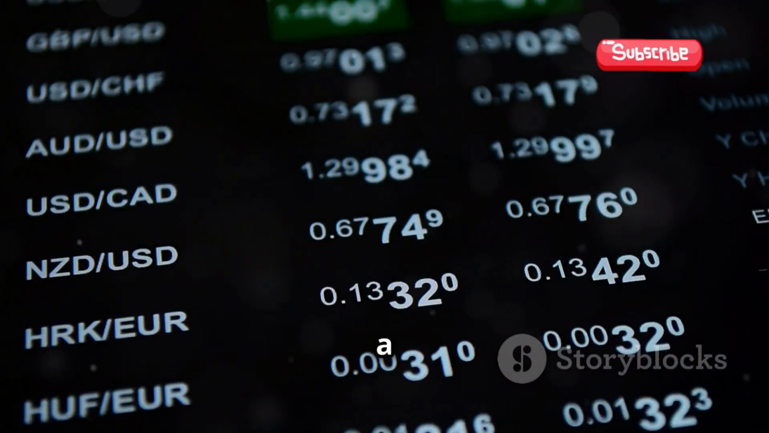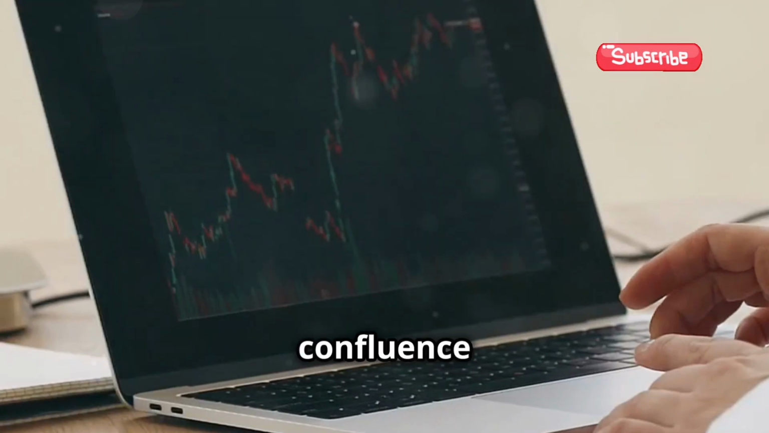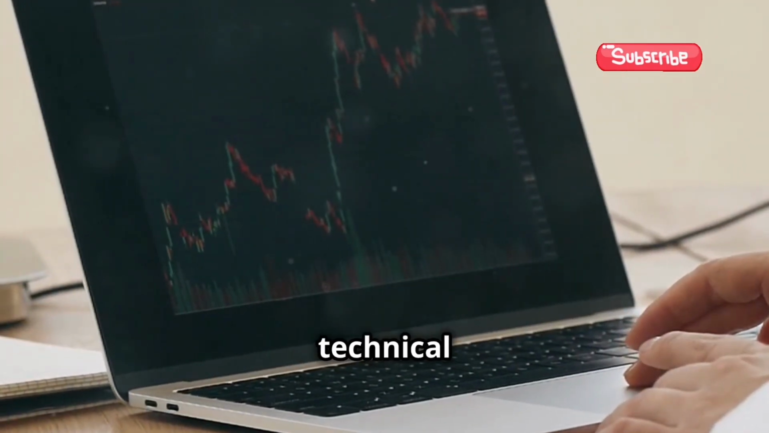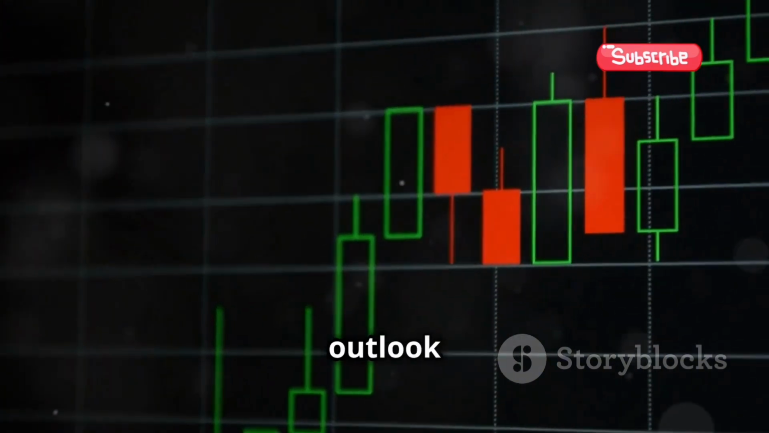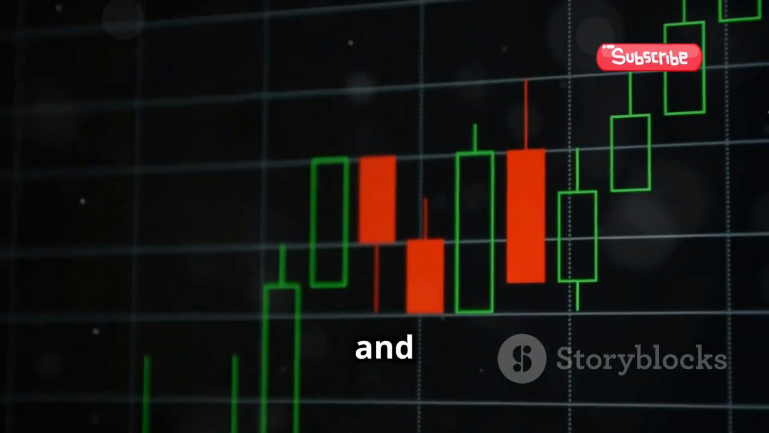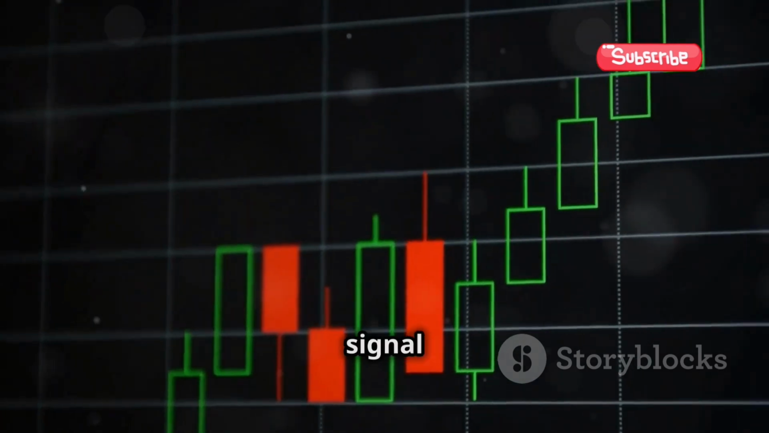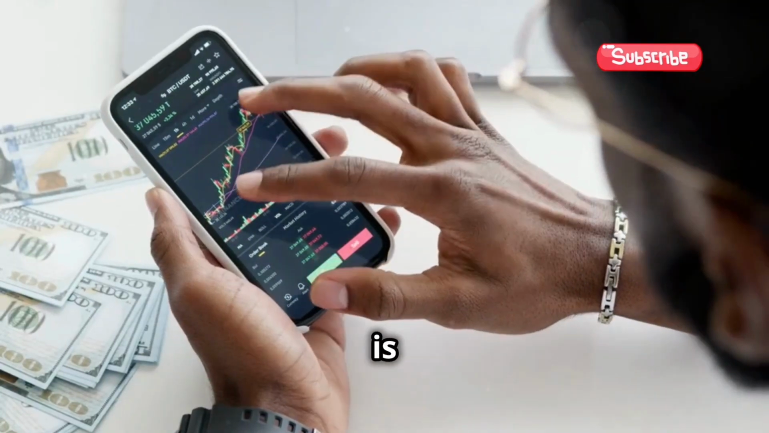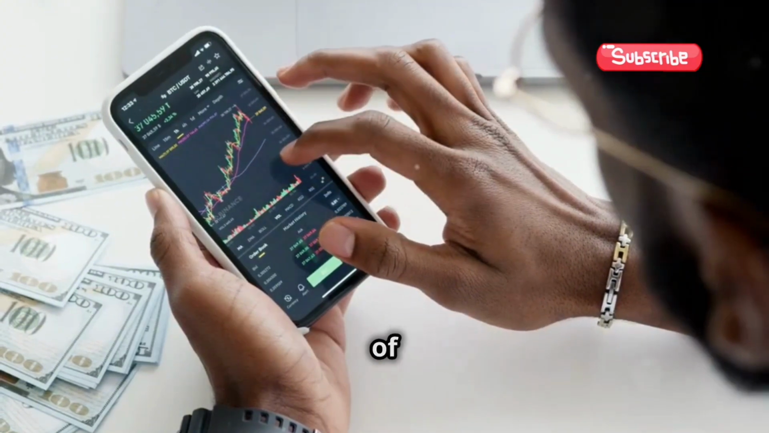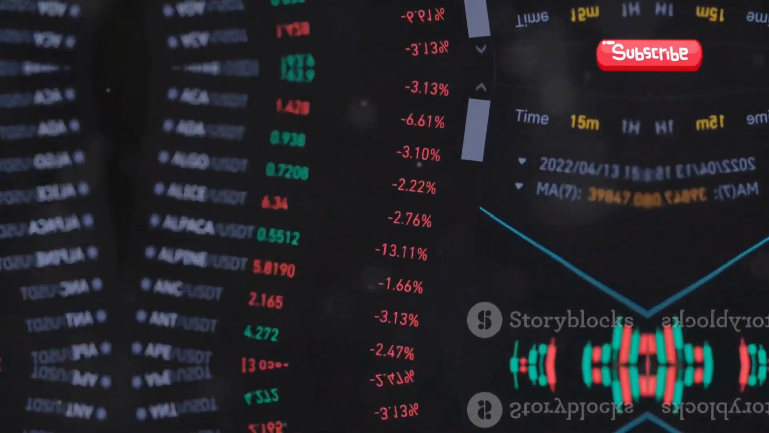Start by identifying a currency pair that exhibits a strong trend. Look for confluence points where your fundamental and technical analysis align. For instance, if the economic outlook for a country is positive and its currency is breaking through key resistance levels on the charts, it could signal a potential buying opportunity. Remember, the goal is to enter trades with a high probability of success, as this forms the basis for effective trade stacking.